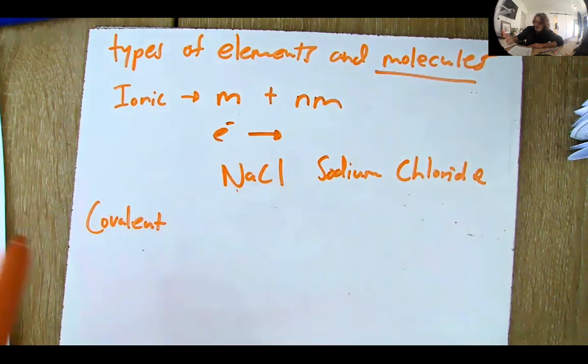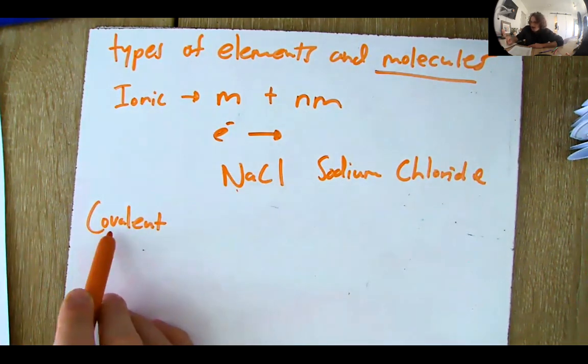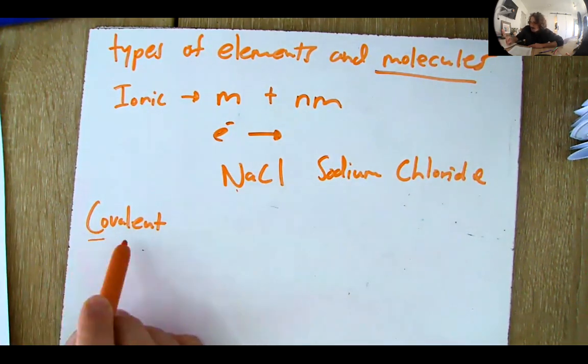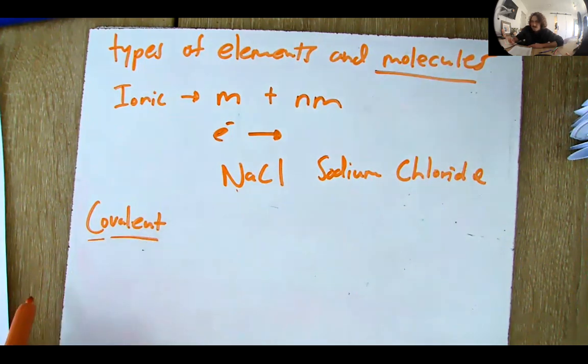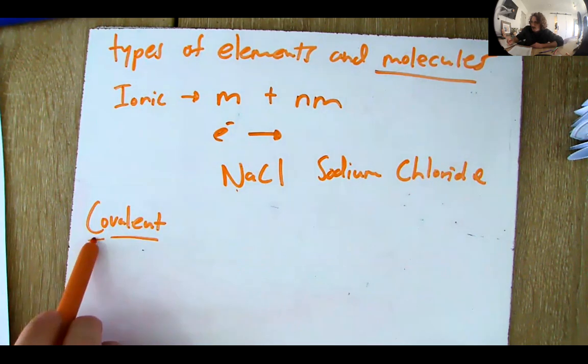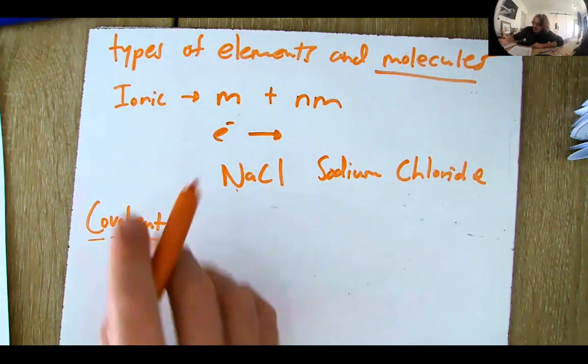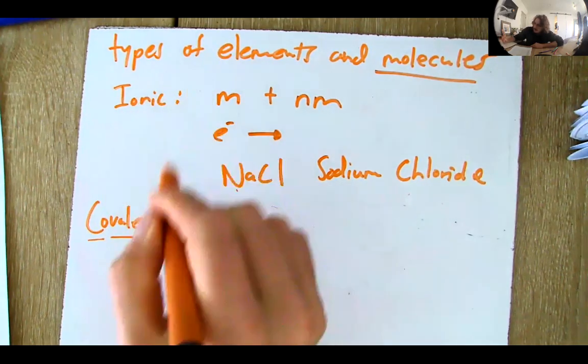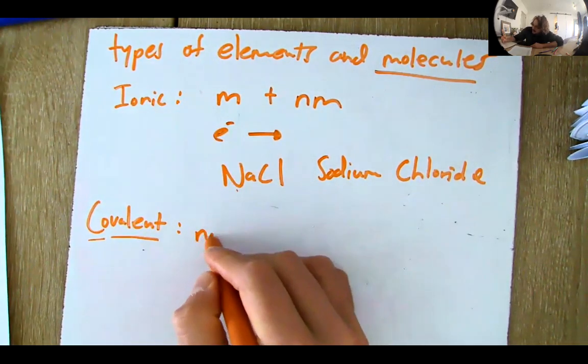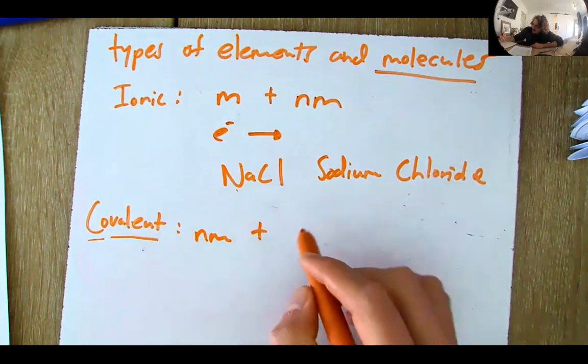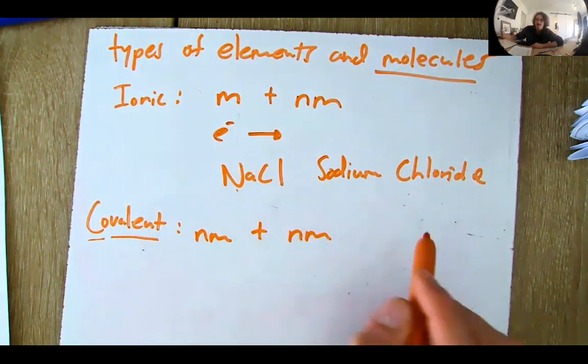covalent molecule. And it's right there in the name, co for like cooperation, and valent referring to valence electrons. So what they're doing is they're sharing their valence electrons. They're cooperating with their valence electrons. And a covalent molecule is when a nonmetal reacts with another nonmetal.